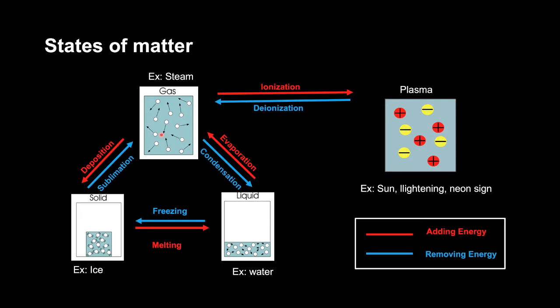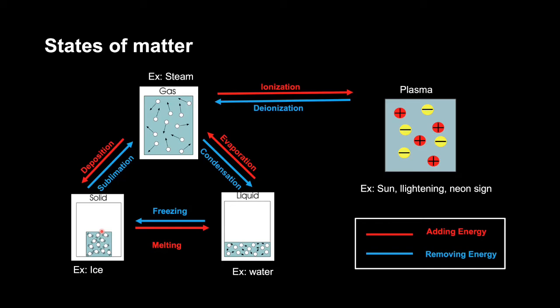The states of matter are forms in which matter can exist. Let's start with the solid state. In the solid state, molecules constantly vibrate, but they cannot move around. A solid retains its shape and size regardless of its container. An example of a solid is ice.